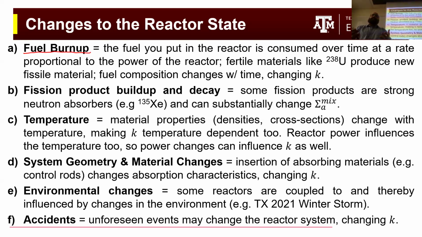And so the environment affected our system, and our system had to respond by shutting the reactor down so that we could be safe. And any other accident, like a Fukushima or a Chernobyl, I guess Fukushima is kind of environmental too, but any accident could be an unforeseen event that changes our properties and changes our reactor multiplication.